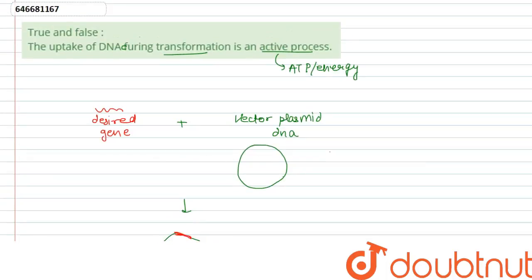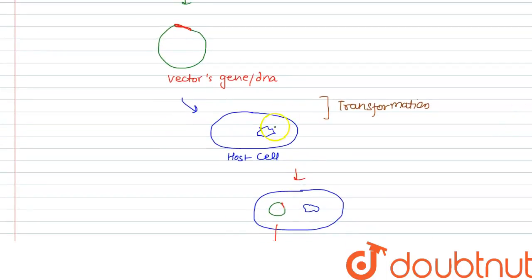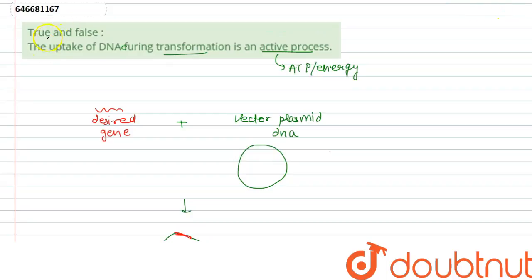So this is what it means when it says that uptake of DNA during transformation is an active process. Why? Because I just told you that most of the host cells are impermeable to this vector DNA. So we use ATP or energy for this host cell to take up this vector DNA. And that's why this statement that says uptake of DNA during transformation is an active process is true.